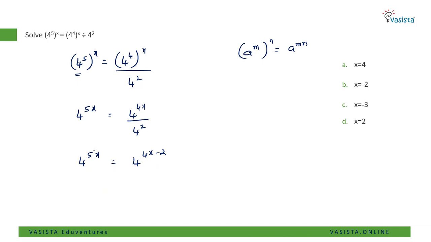Right, base is same. You can equate the power, that is 5x is equal to 4x minus 2. Or transfer this side, 5x minus 4x is equal to minus 2. 5x minus 4x is equal to x, so x is equal to minus 2. So option B is the right one.